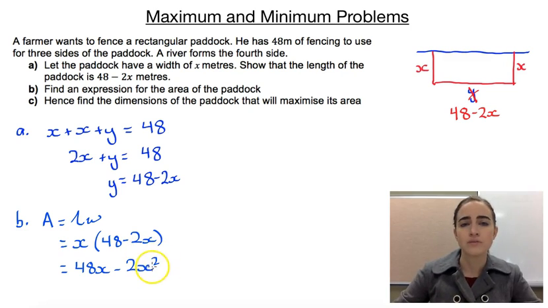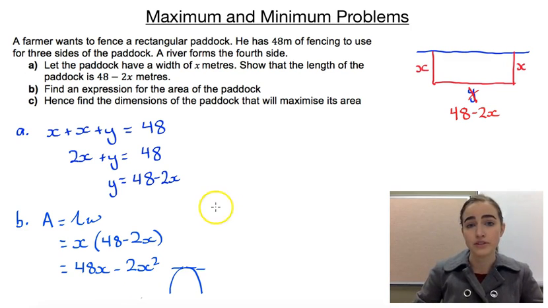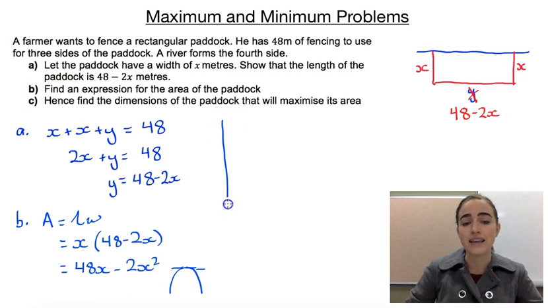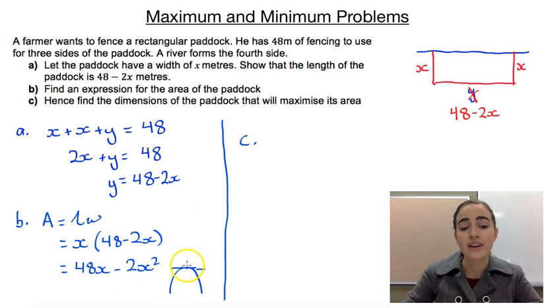Now, because of that squared term, this equation is a parabola. And what that means is it's going to have a maximum or a minimum value. Because it's a negative coefficient of that x squared term, we're going to have a concave down parabola, which gives us a maximum value. So this equation will have a maximum value. And that comes in handy with part C, because it asks us to find the dimensions of the paddock that will give the maximum area. So we want to find what value of x gives that equation a maximum. What that means is that we're going to have to find the coordinates of the vertex of our parabola.